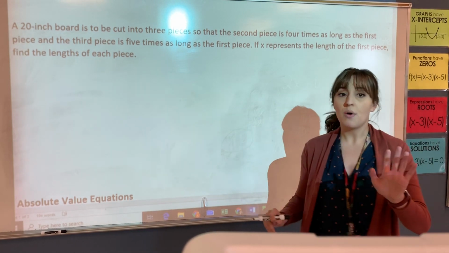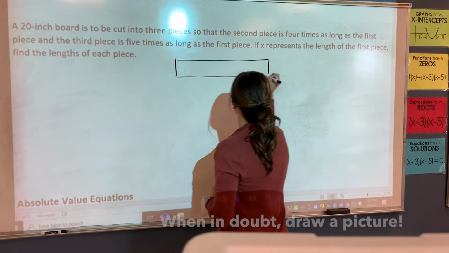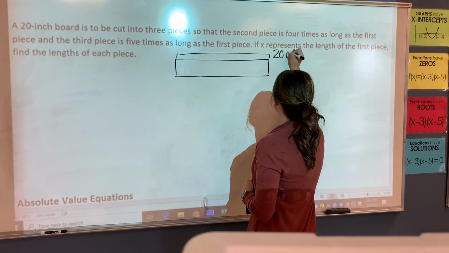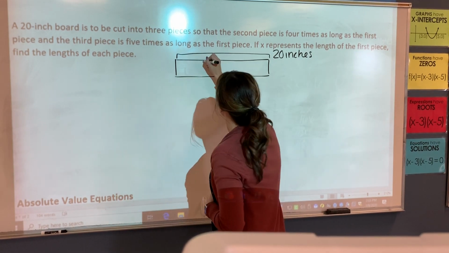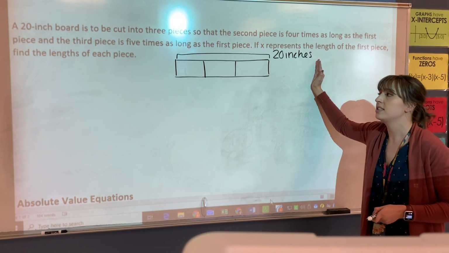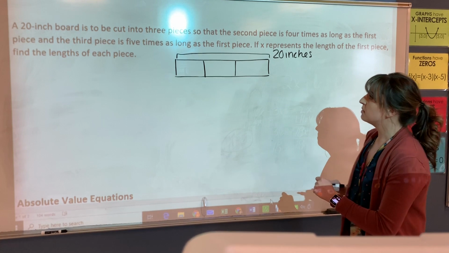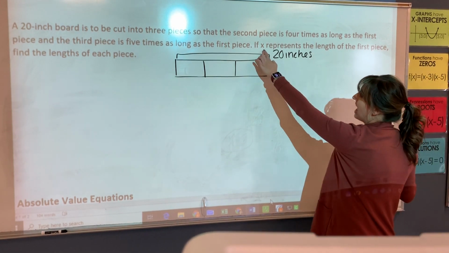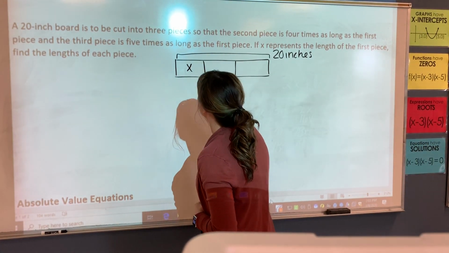So we know that if I wanted to draw this out, I have a board that in total is 20 inches long. And it is cut into 3 separate pieces. So it is still 20 inches long. It's just now there are 3 pieces. The first piece is being represented by x, which is in that last sentence. So this first piece is x.